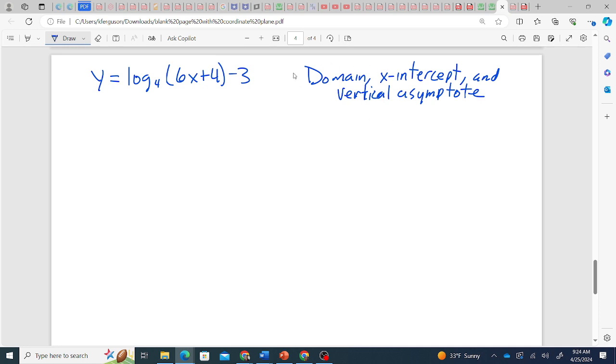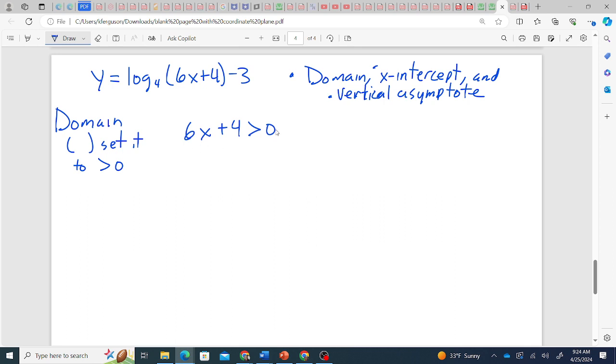So we got three things we need to find. So let's look at this. Let's start with domain, which was first up there. All right, domain. For the domain, we take what's in parentheses and set it to greater than 0. So that's 6x plus 4 is greater than 0.